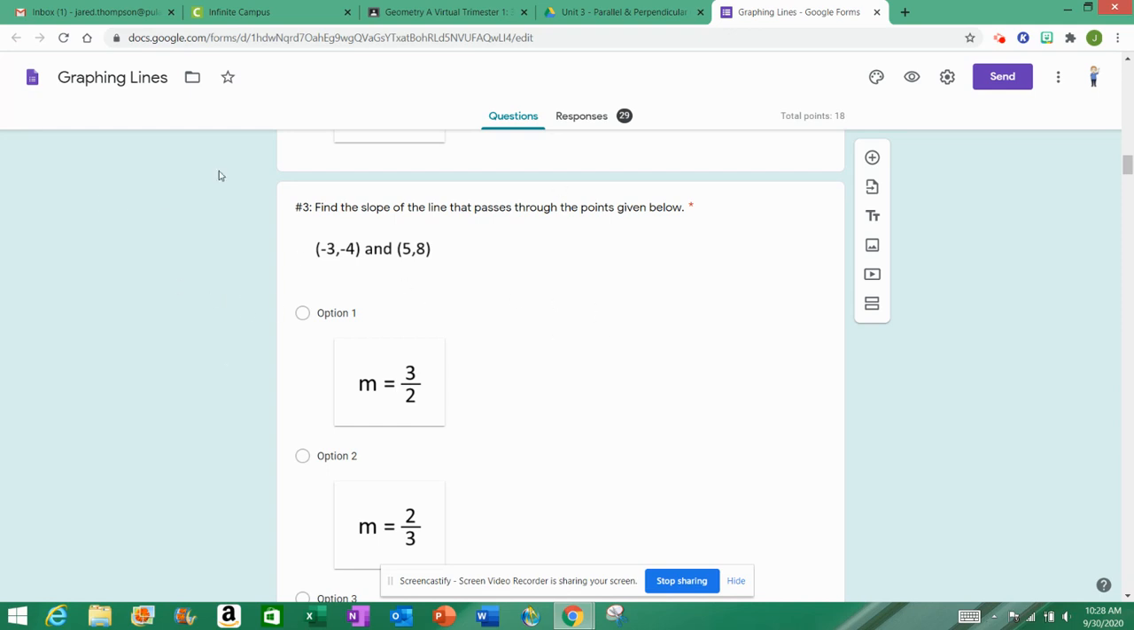But anyway, find the slope of the line that passes through the points given below. So we got the points -3, -4, and 5, 8. You know from yesterday's video and from Algebra 1 when you first learned this, that to find the slope between 2 points, you use the formula y2 minus y1 over x2 minus x1. So in layman's terms, you subtract the y's on top and subtract the x's on the bottom. So let's see how to do that.